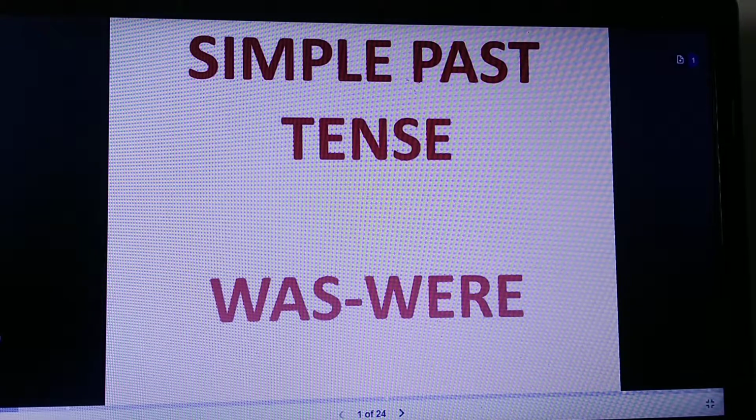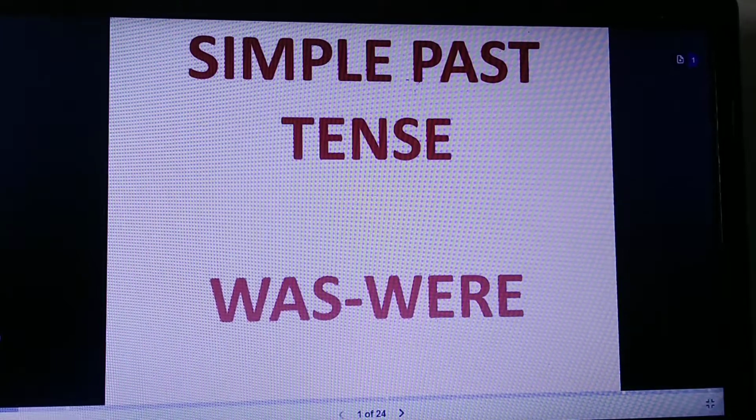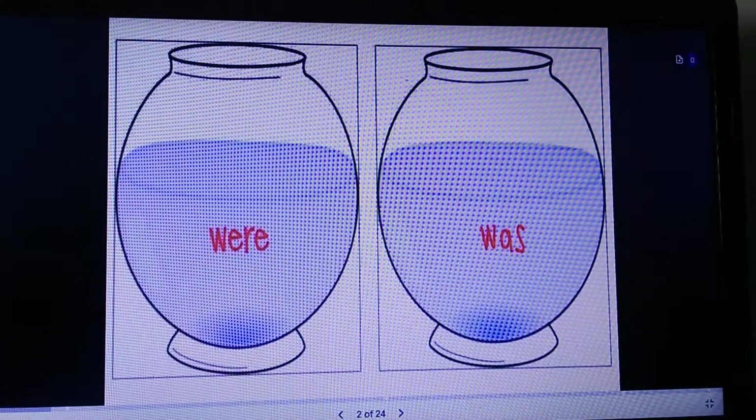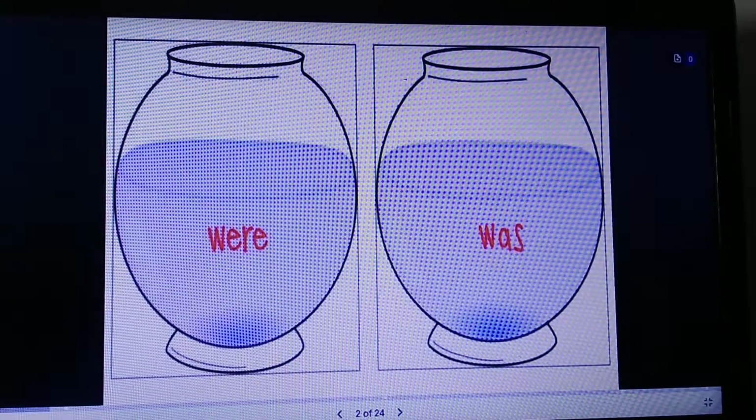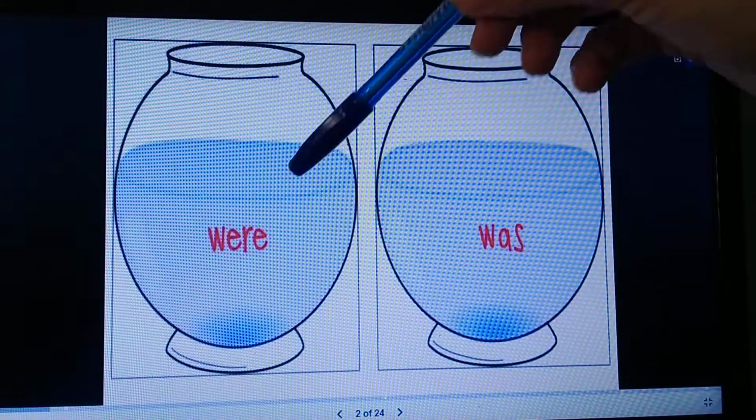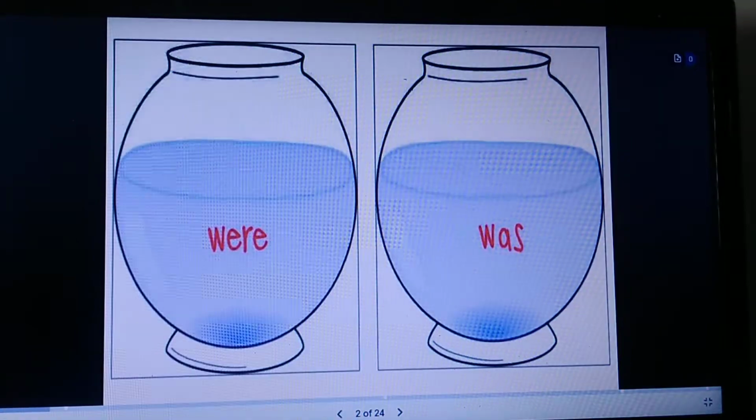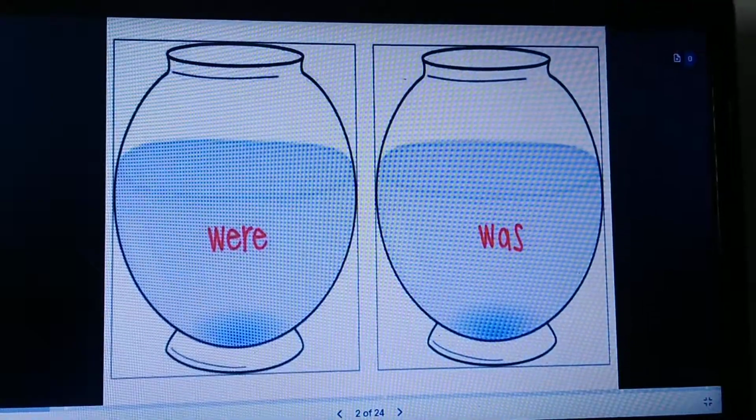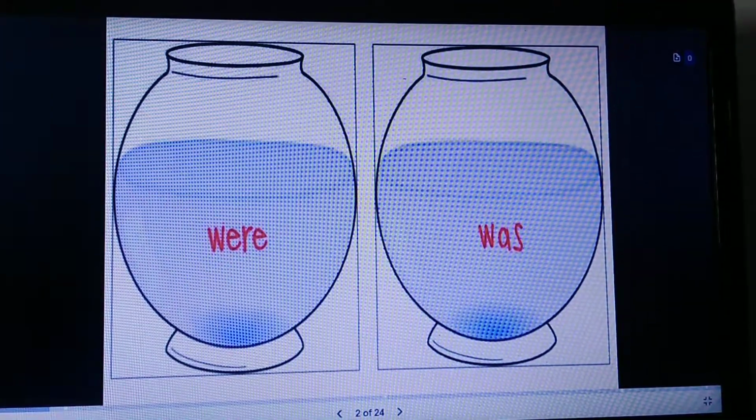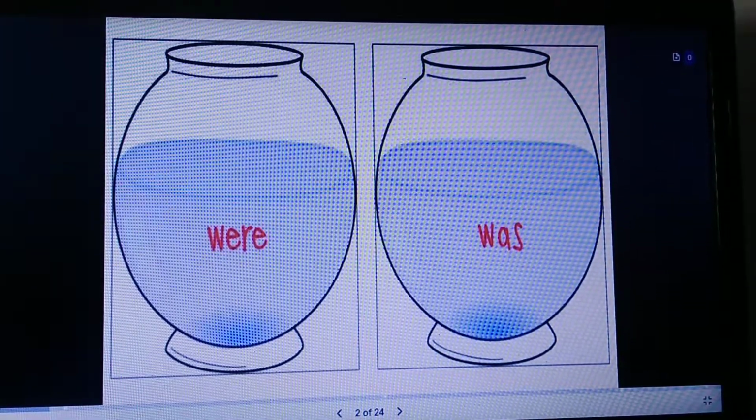So today we are going to learn about the simple past tense, okay? The simple past tense was and were, okay? So let's start. Today we are going to learn the different uses of was and were, okay? Because not all the time you can use these two, okay? So let's focus on this. Let's start.